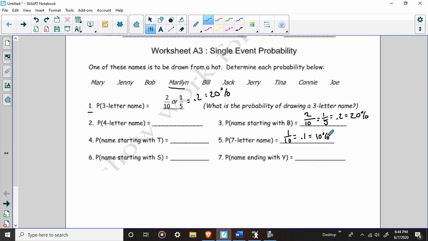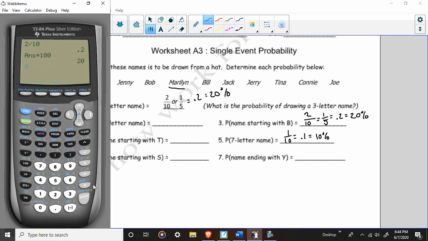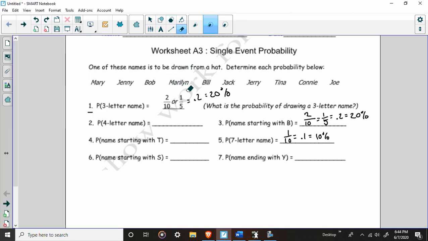Again, if you're struggling a little bit with that, you say, what's 1 divided by 10? It will tell you that's 1/10, right? It's 1/10. And then to get the percent, you're just going to multiply times 100. Just take that answer and multiply it times 100. That's 10%. Okay?